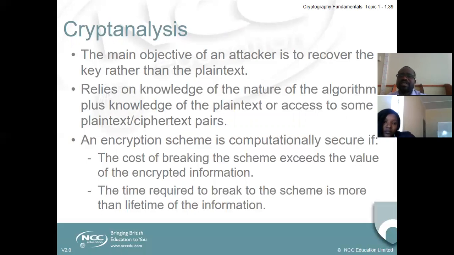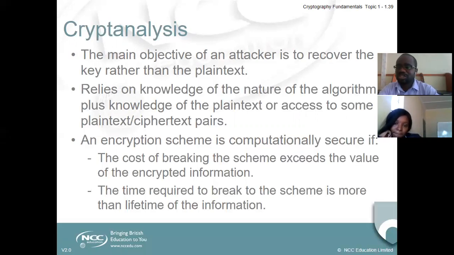It relies on knowledge of the nature of the algorithm plus knowledge of the plain text, or access to some plain text and ciphertext pairs. An encryption scheme is computationally secure if the cost of breaking the scheme exceeds the value of the encrypted information. What we are saying, as a hacker, the information is being encrypted.